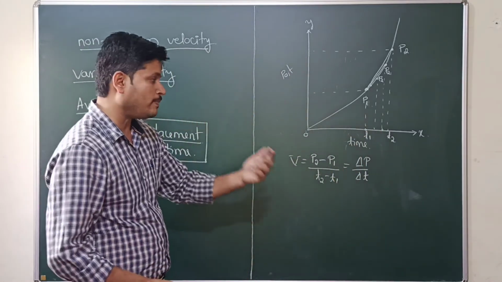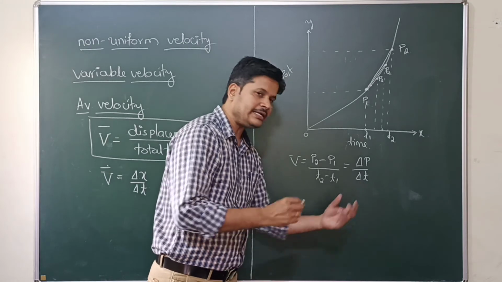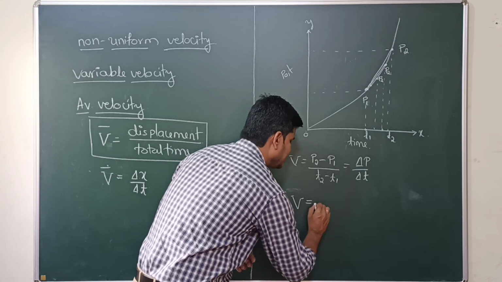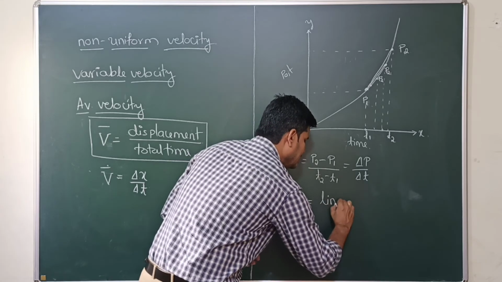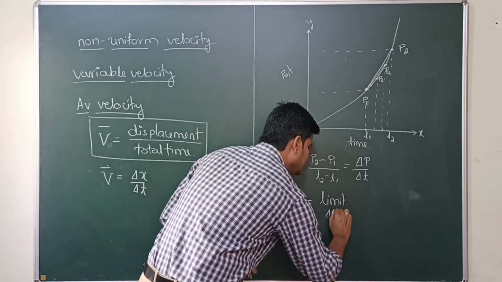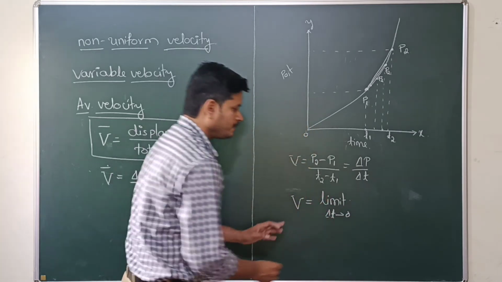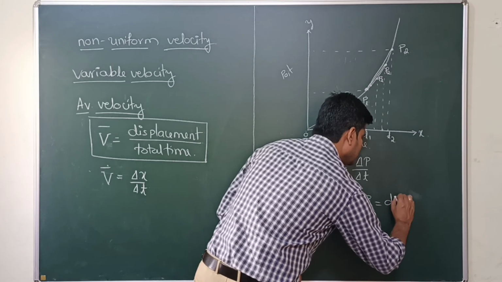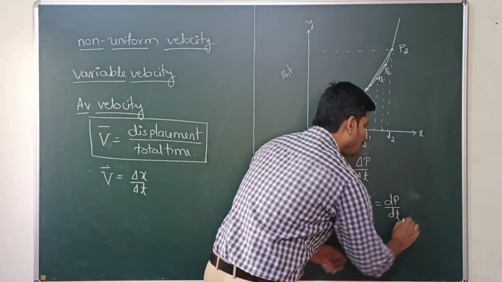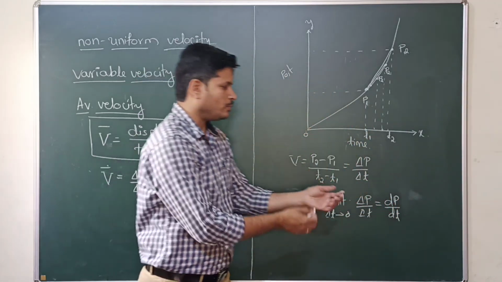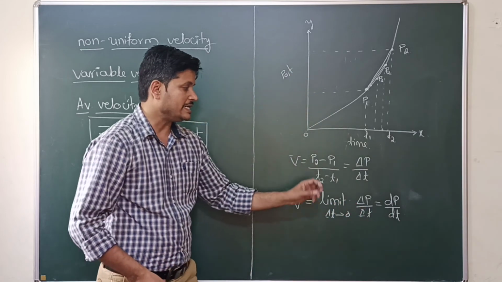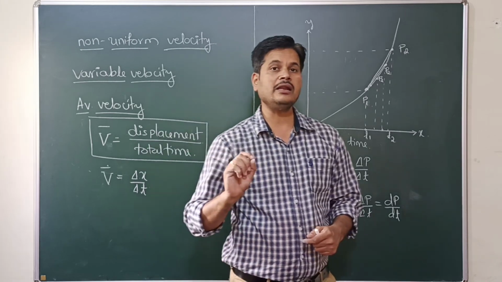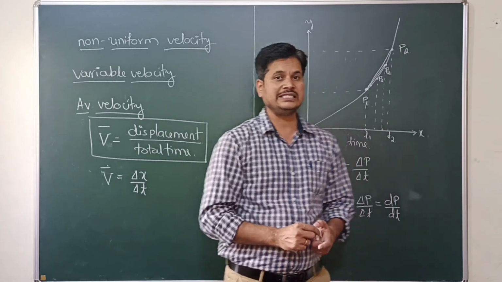That means we have to apply the limit as delta t tends to 0 to this equation, that is instantaneous velocity, the limit of delta t tends to 0 of delta p divided by delta t, which gives dp by dt. What is dp? That is the change in the position with respect to time. That is what we call instantaneous velocity, that means the velocity of the particle at that instant of time.